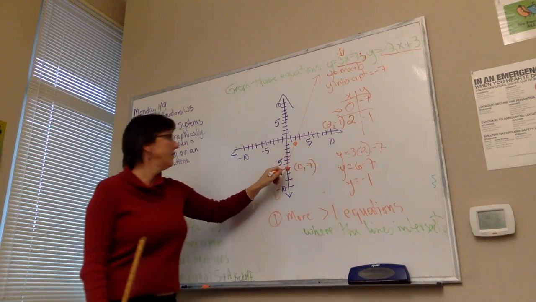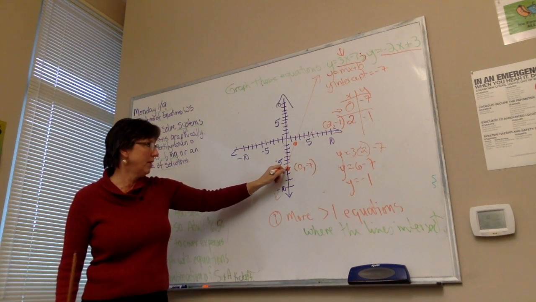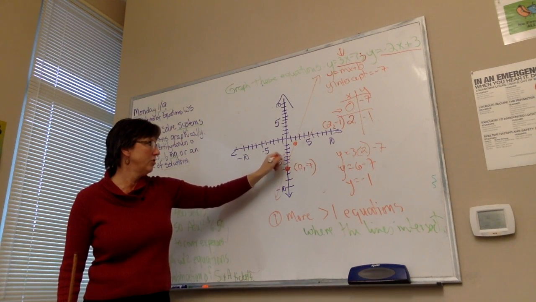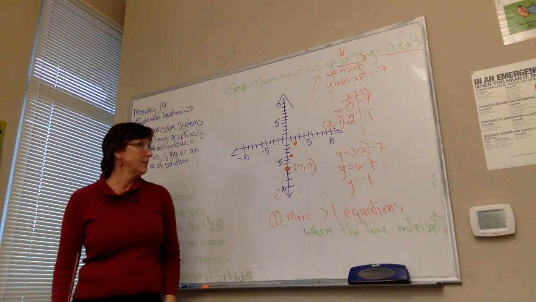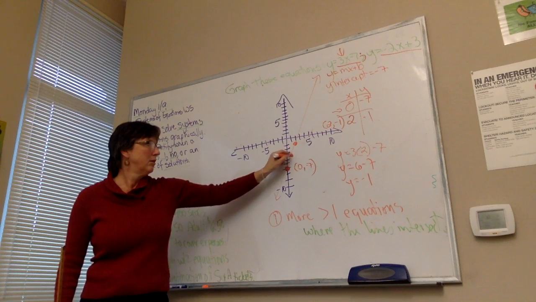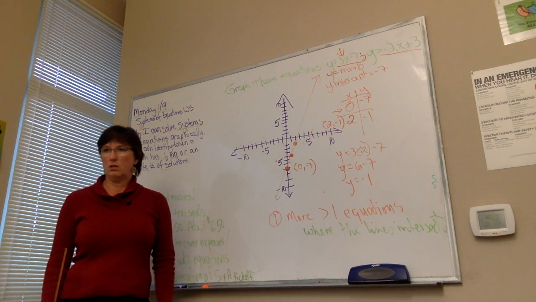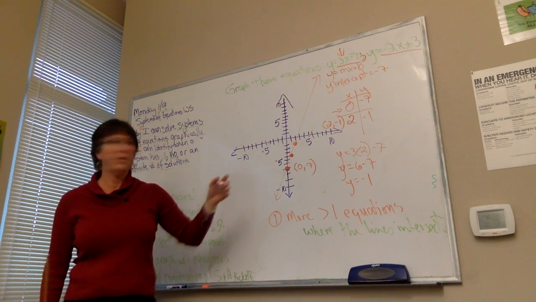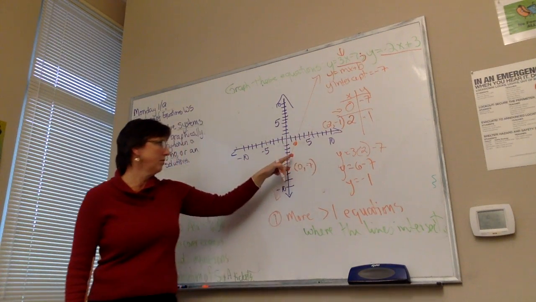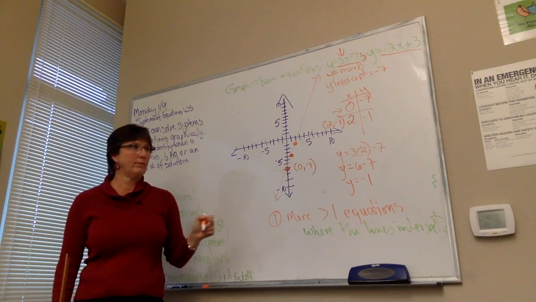So I could even start from my intercept, and I can go up 3, 1, 2, 3, and I can go over 1, and I can find the next point, and I can draw the line. So that is another way, Annie. After graphing the y-intercept, we can use slope.